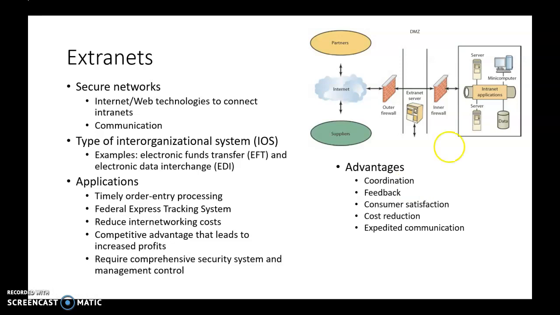A variety of advantages we can see. We can certainly coordinate much easier between the different suppliers and the company. We can get feedback from them on if there are defective products or defective raw materials that have to be replaced. We can let them know how satisfied the customers are. It helps to reduce the cost by utilizing the technology from a speed component, and it's just easier to communicate.